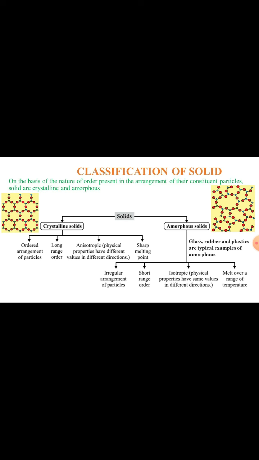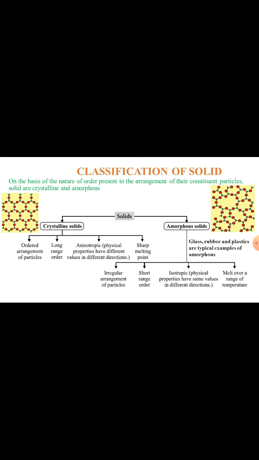There are so many examples of crystalline solids. Some examples are common salt, glucose, sugar, KCl, iron, gold, etc. Now come to the amorphous solid. You have to know a little bit about the amorphous solid.